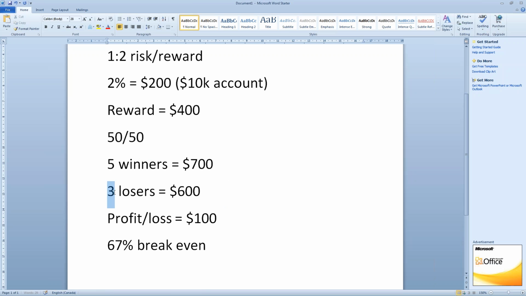If we have 5 winners and 5 losers, we're going to have $2,000 on the win side, and $1,000 on the loser side. So you can see this actually works out pretty well if we can produce a 50-50 system.